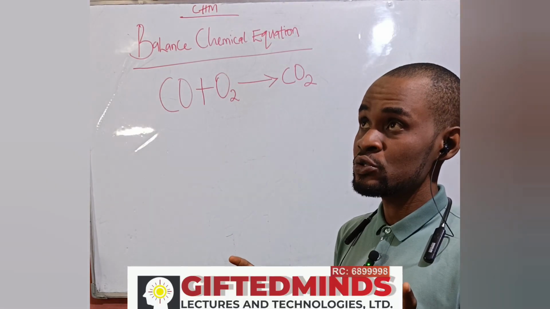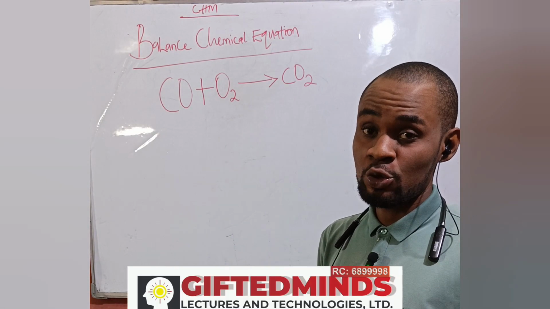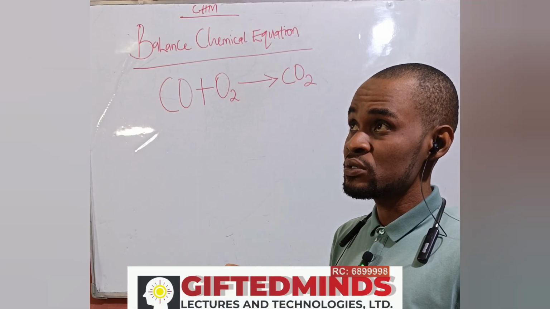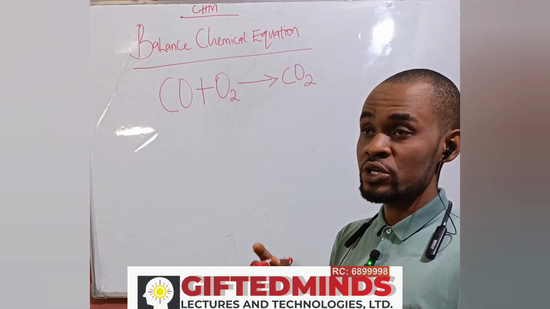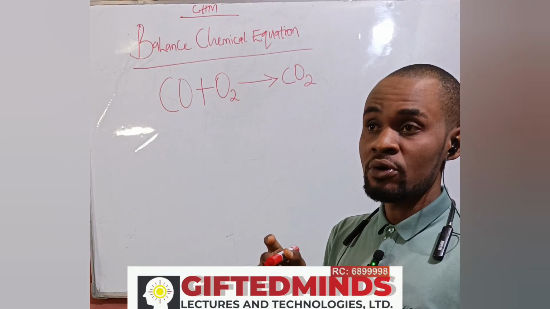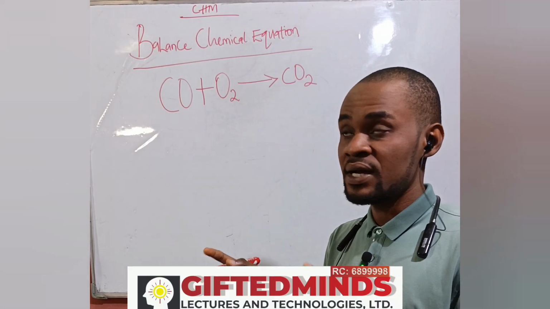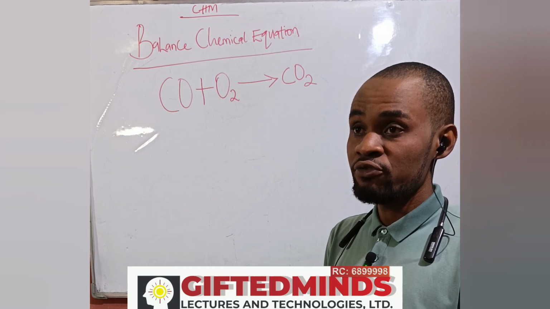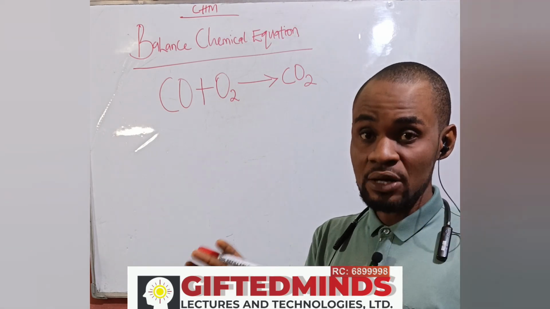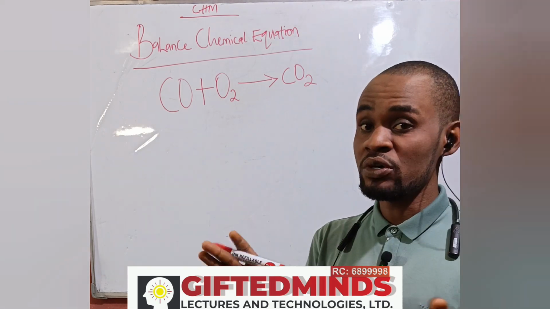And that law is called the law of conservation of matter or mass. That law states that matter is not destroyed, but it is transformed from one state to another, which means matter cannot be destroyed. You cannot break matter, cannot divide it, but you can change it from one form to another. That is why we balance chemical equations.